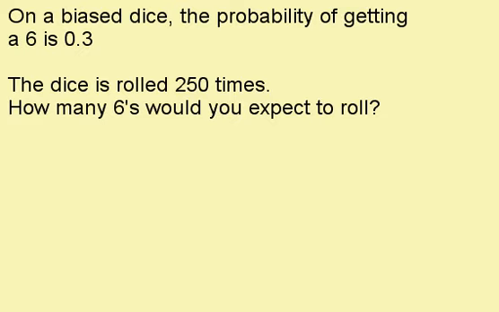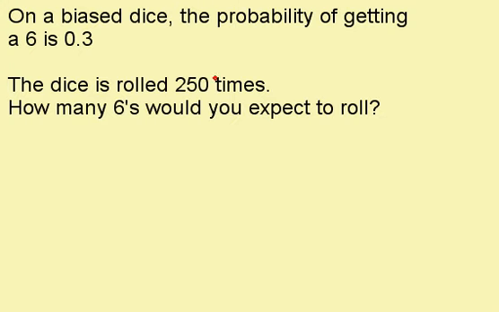This clip is about experimental probability. It sounds tricky, but it's actually fairly straightforward. I'm told that on a biased dice, the probability of rolling a 6 is 0.3. This means that if I roll the dice once, I would expect roughly 0.3 sixes.